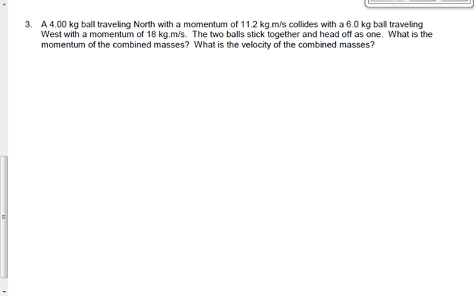Collides with a 6-kilogram ball traveling west with a momentum of 18. They stick together and head off as one. What's the momentum of the combined mass? What's the velocity? And then I asked you yesterday to determine whether they were elastic or inelastic as well.